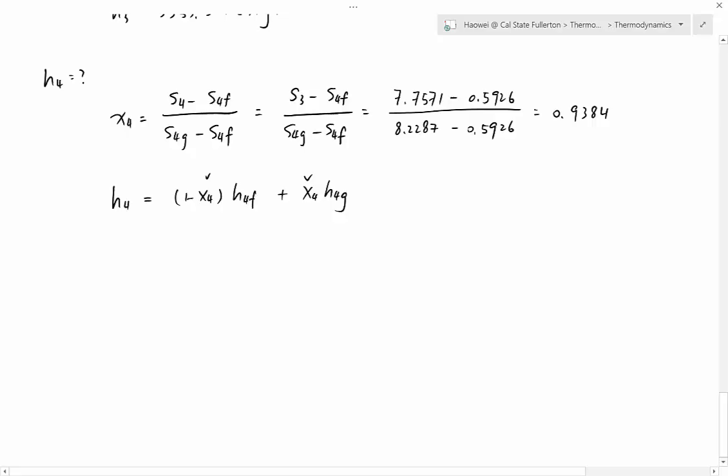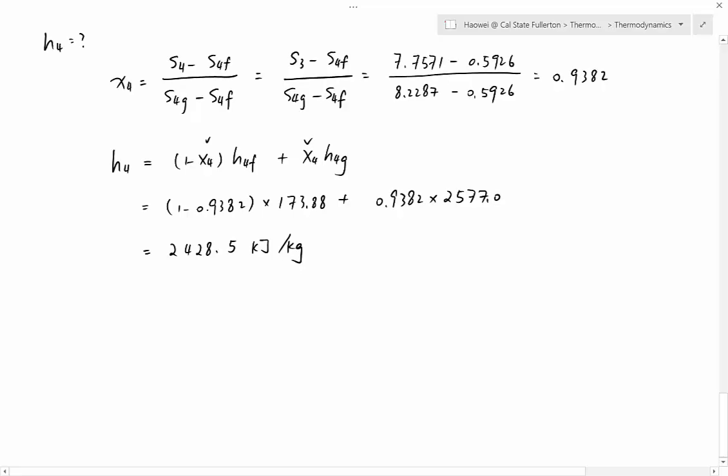So what we do is plug and chug. Oh, sorry, solution here is 0.9382 times H4F, which is 173.88 plus 0.9382 times 2577.0. So our solution for H4 is 2428.5. The unit is kilojoule per kilogram. So this is how you find H4.